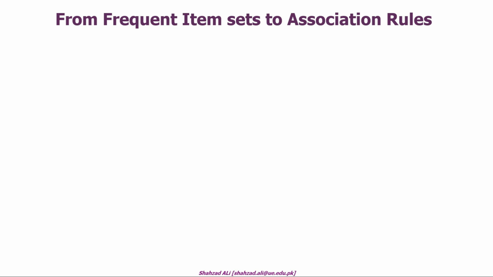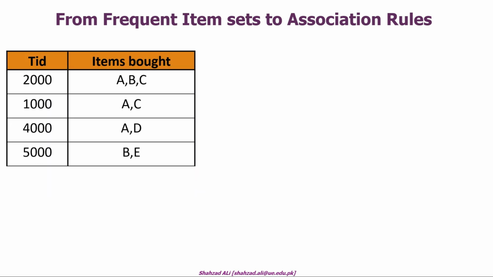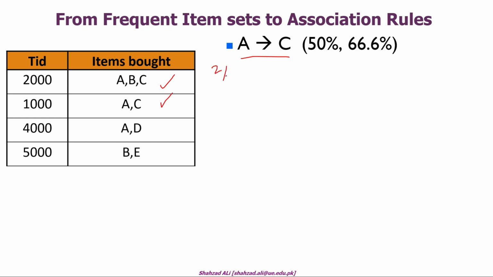For classwork, here is an example that you should think about and write the support and confidence for the rule A implies C. What is the support of this rule? What do you think? Just calculate the support of both items occurring together. So 1, 2, these two are the only transactions in which both A and C occur together. So the support is 2 by 4, because the total number of transactions is 4, which is 50%.